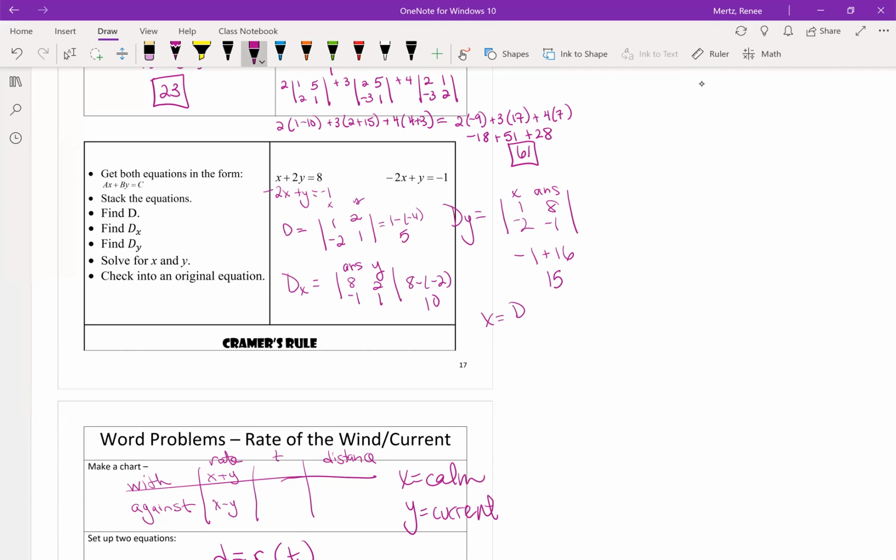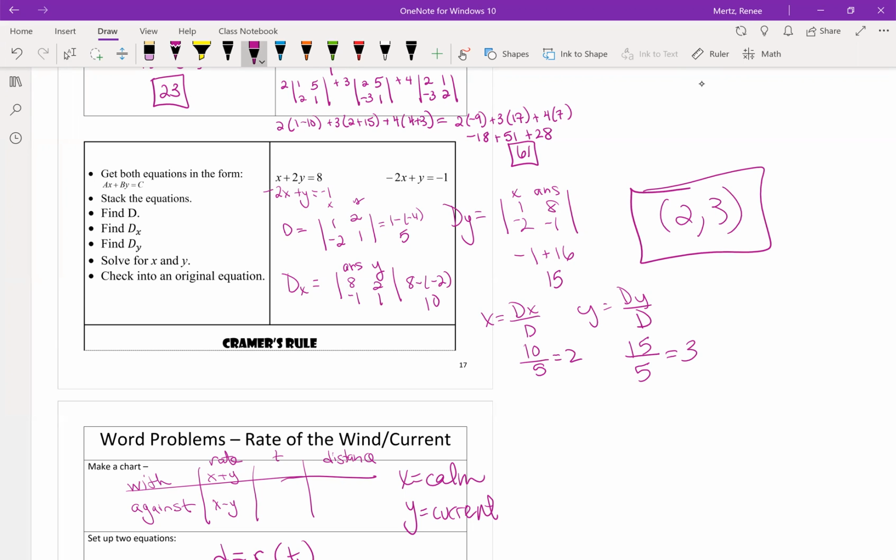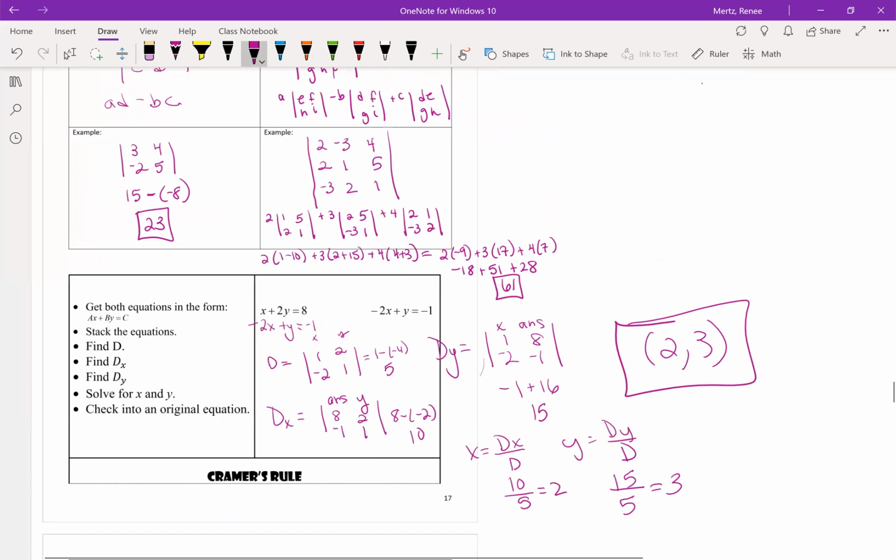X equals d of x divided by d. Y equals d of y divided by d. D of x divided by d is 2. D of y divided by d is 3. So my solution here is 2, 3. Quick check. 2 plus 6 is 8, yes. Negative 4 plus 3 is negative 1, yes.